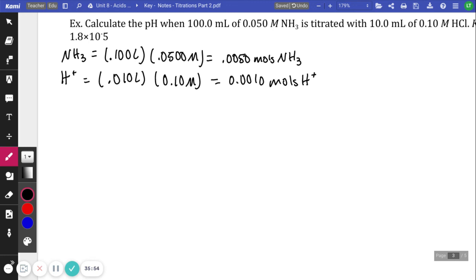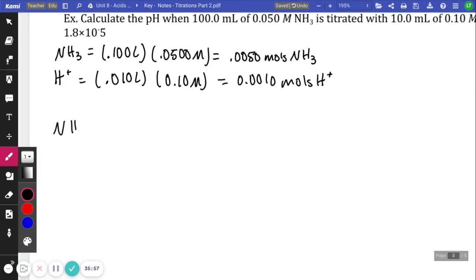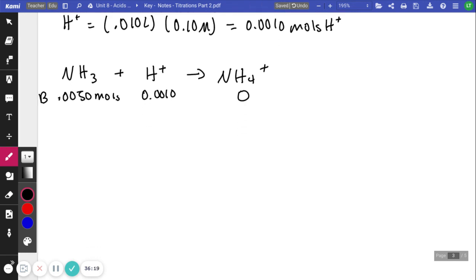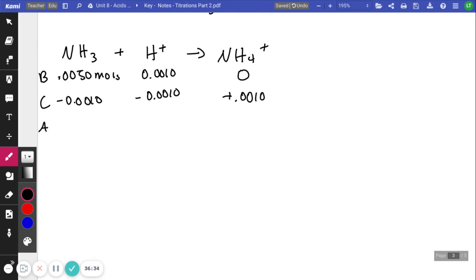So we have our net ionic equation, NH3 plus H+ yields NH4+. So we're starting with 0.005 moles of NH3. We're starting with 0.001 moles of H+ and no NH4. So that would be our before. Our change is that we have less moles of hydrogen, so that's how many can react, because again, it's like a little limiting reactant problem. And so after we would have 0.004 moles of NH3, no hydrogen, and 0.001 moles of NH4.